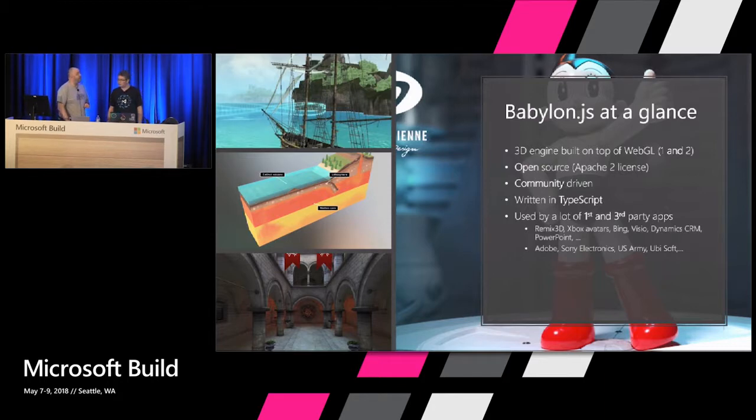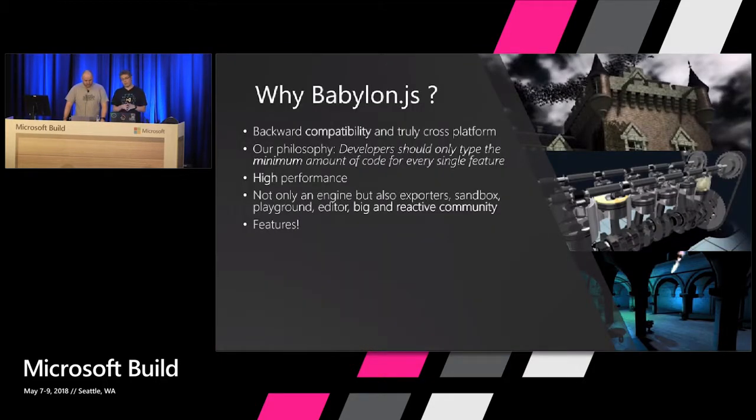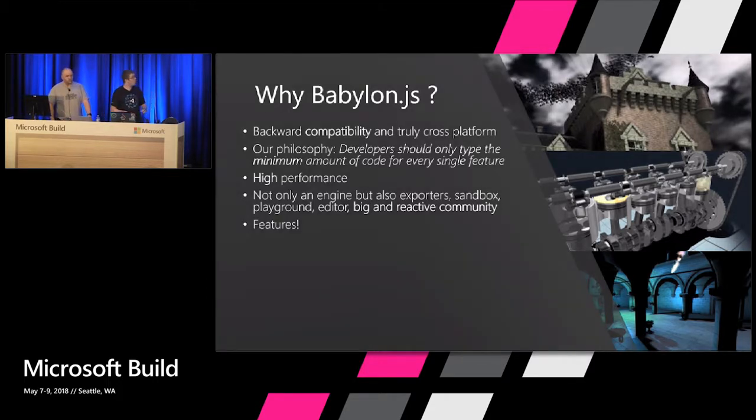We are also proud to work with external partners like Adobe, Sony Electronics, Ubisoft that are using Babylon.js internally or externally for public-facing projects. So it's a project that you can trust. It's not something we started last week. And why may you choose Babylon? Yes, you may ask yourself, why should I choose Babylon.js? First of all, we're spending a lot of time on backward compatibility, meaning that we really try not to break anything. If you're switching from version 2.5 something, for instance, to the latest version, we really try to keep compatibility and really be truly cross-platform.